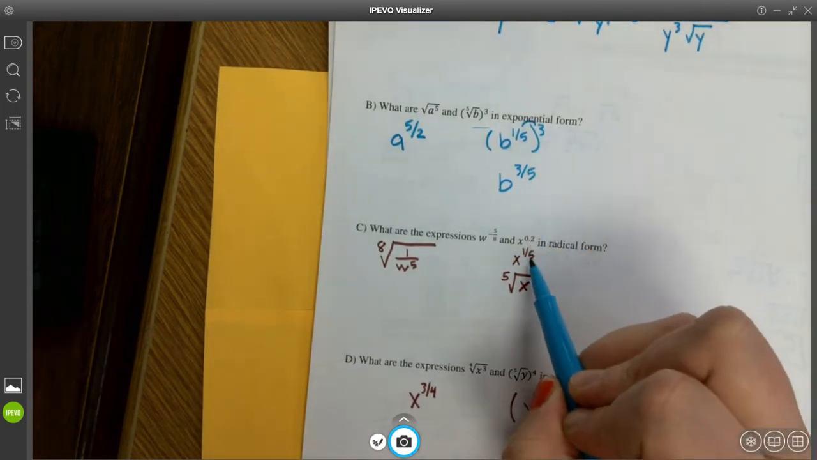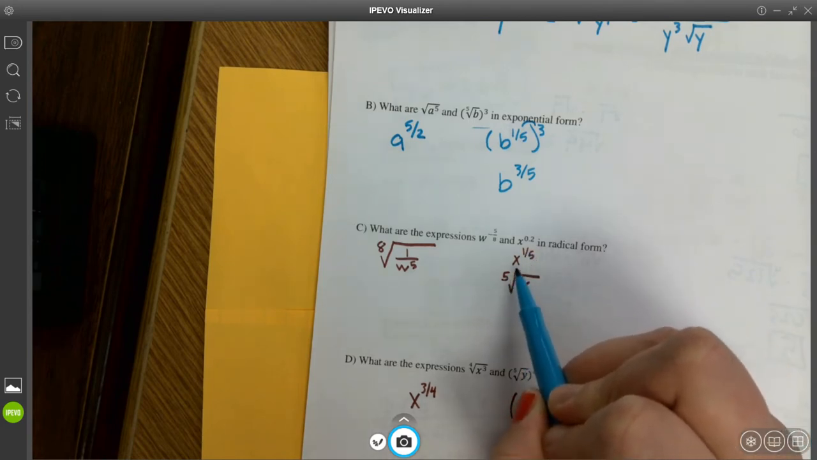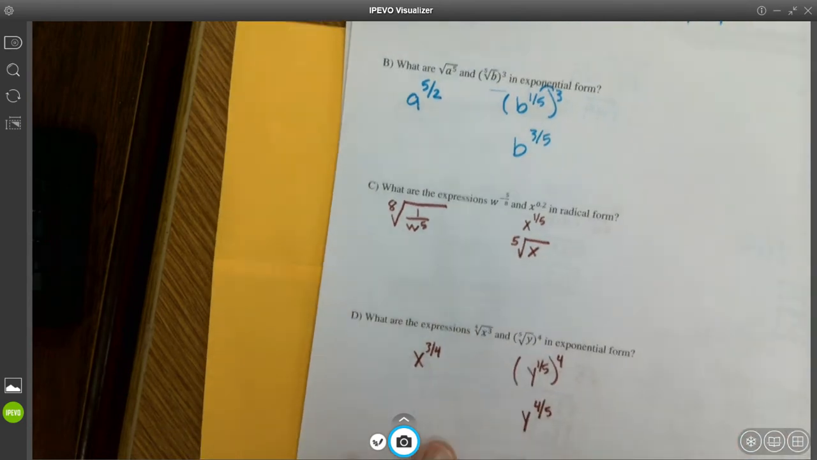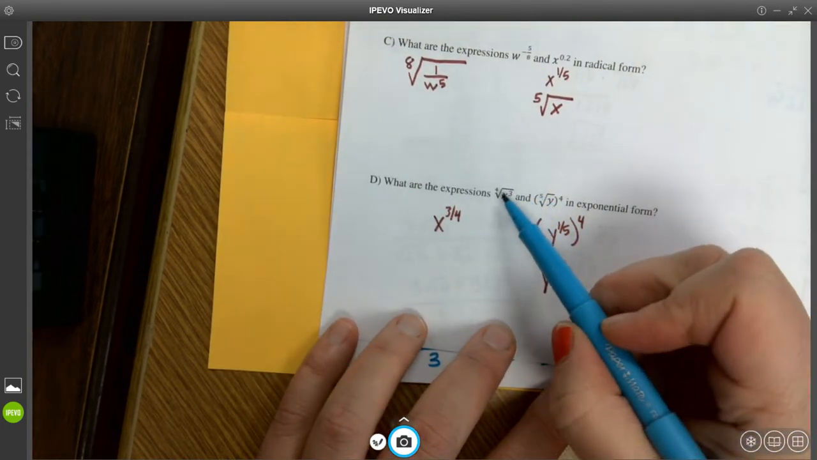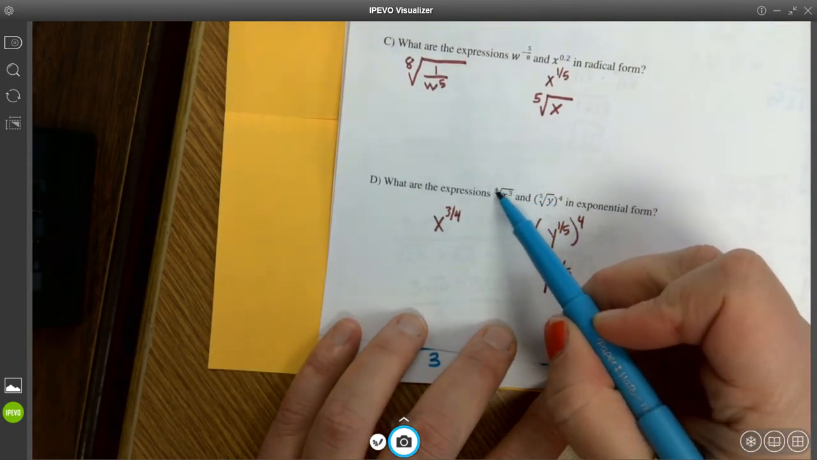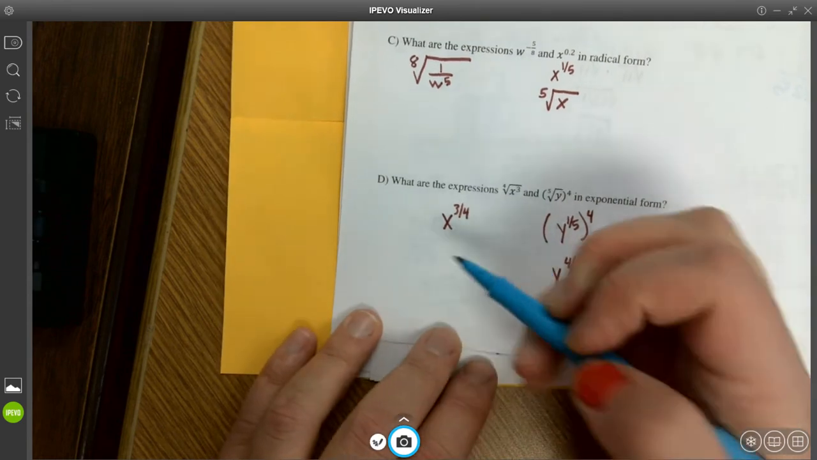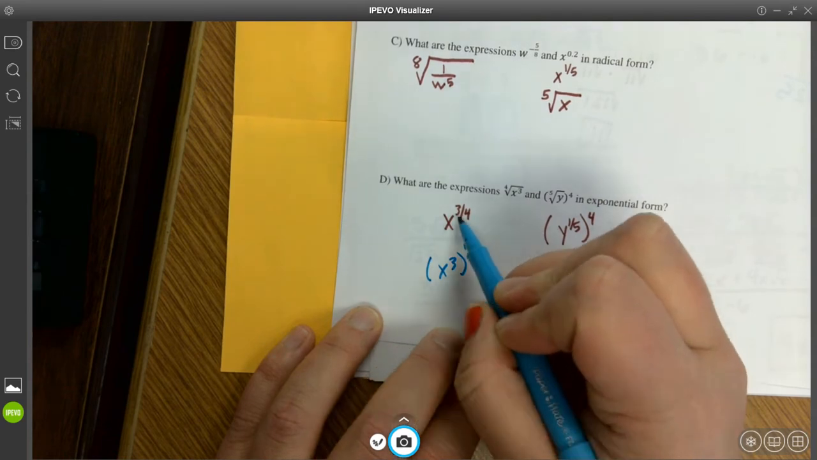0.2 as a fraction is 1/5. 5 is my exponent, and then x to the first inside. And now changing to a fraction exponent, index is 4. That's like multiplying by the 1/4 power. So it'd be x to the 3/4. So again, it'd be like this. Power to a power, you multiply.